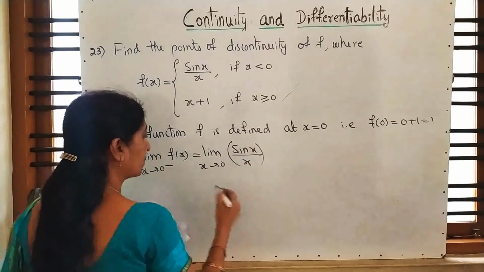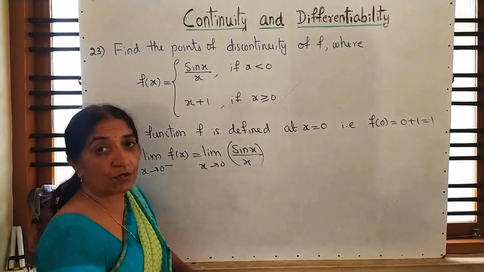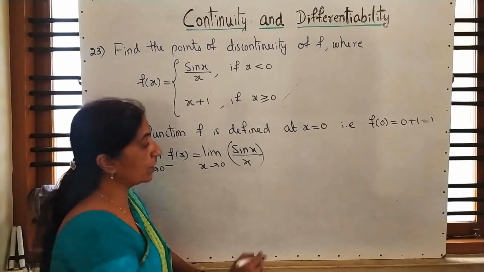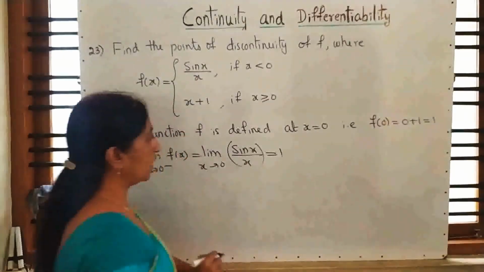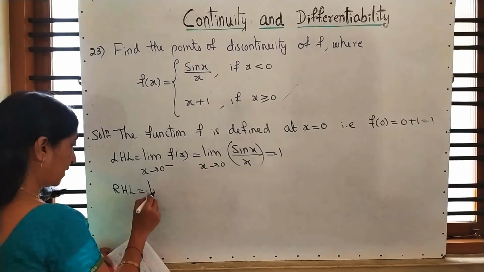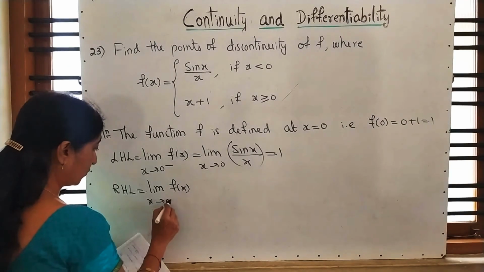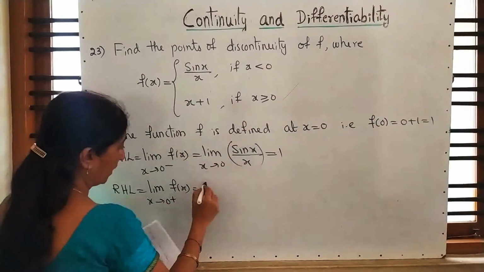And have you remembered this result in the first year limits? What is the limit of sin theta upon theta as theta tends to 0? Is it 1 or what? Yes, the answer is 1. Then right hand limit, f of x as x tends to 0 plus. We are selecting the second expression.